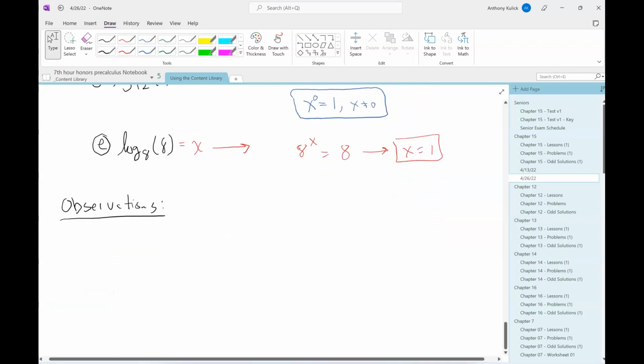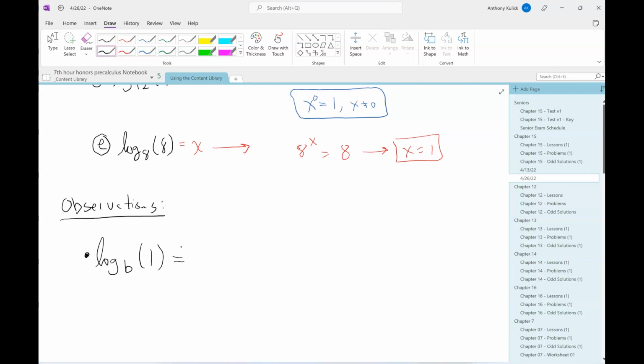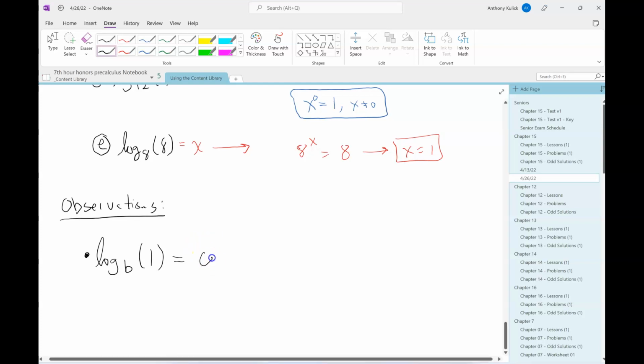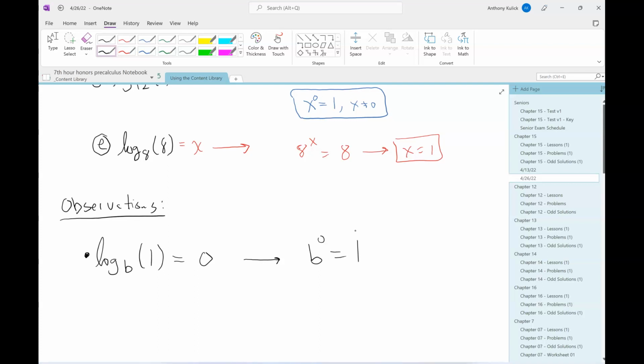So I have basically 4 observations that we can make based on these examples. We'll start with the 2 most obvious ones. If I take the log of any base of 1, that should equal 0, because b to the 0 has to be 1. I know that it can't be undefined because b is the base of an exponential, so it has to be non-zero. So we can't ever run into anything weird going on there.